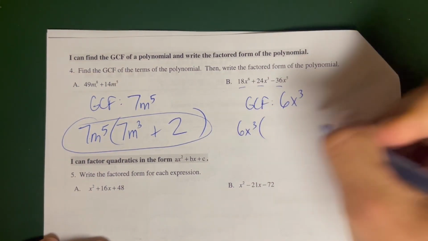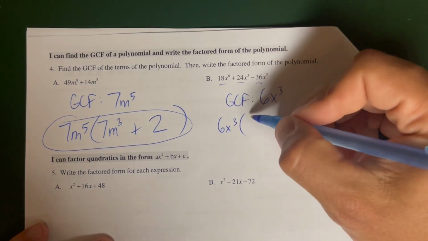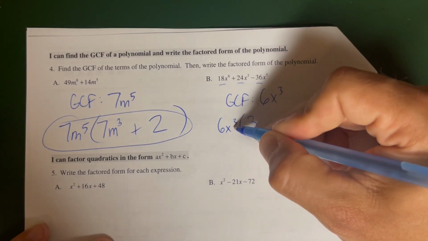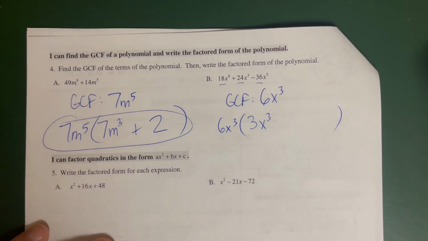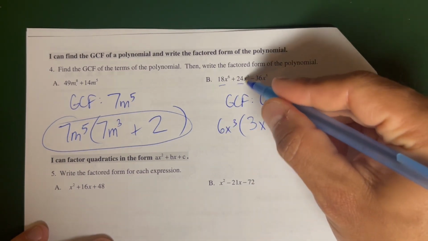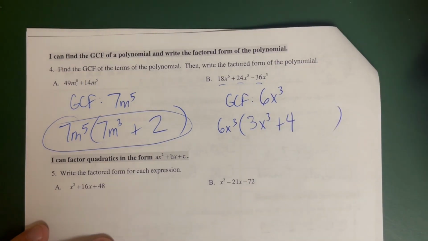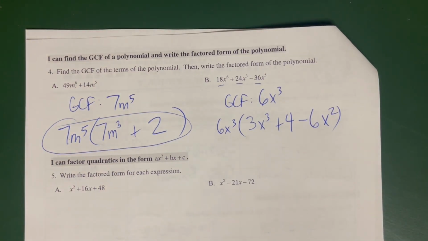And so what I'm going to do is take the 6x to the 3rd and divide it out. 18 divided by 6 is 3. 18x to the 6th divided by 6x to the 3rd is going to be 3x to the 3rd. You subtract exponents. 24x to the 3rd divided by 6x to the 3rd. The x to the 3rds cancel. And 24 divided by 6 is 4. And 36 divided by 6 is going to be 6. And we have an x squared.